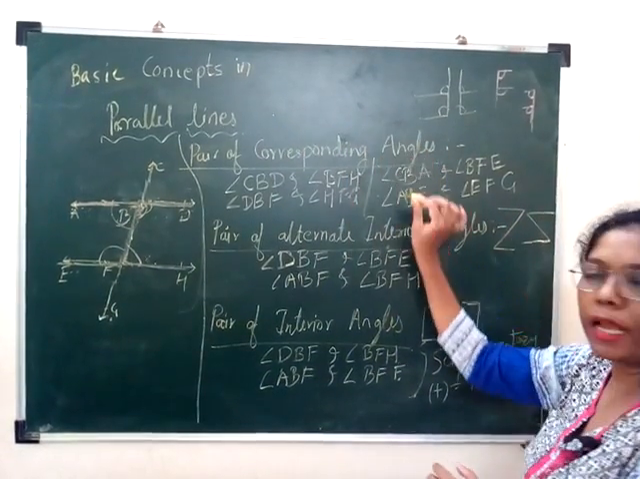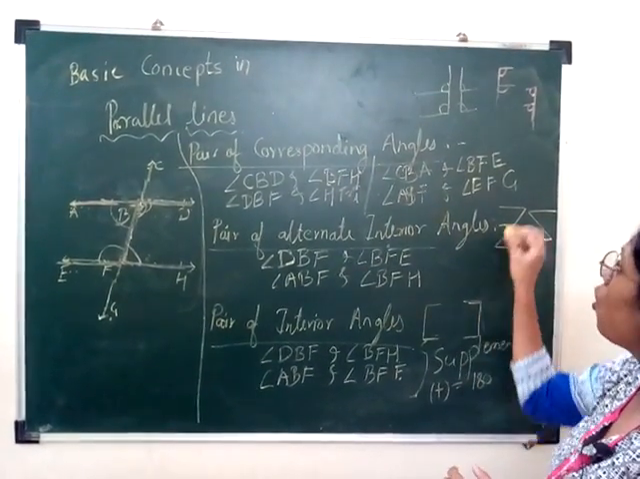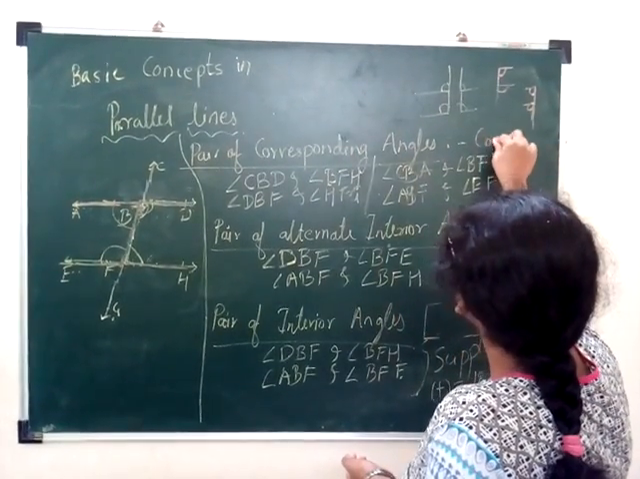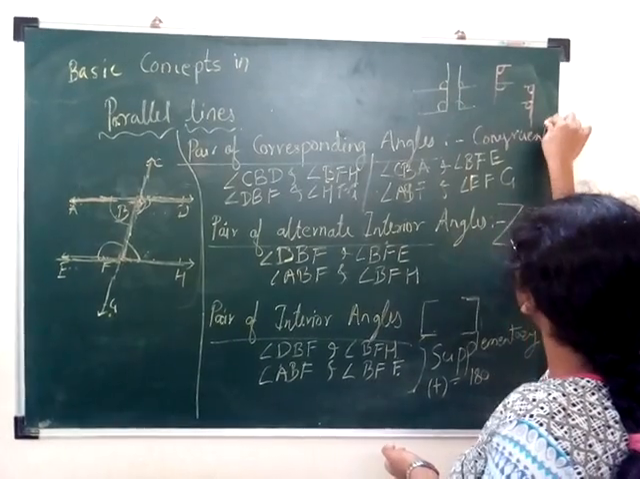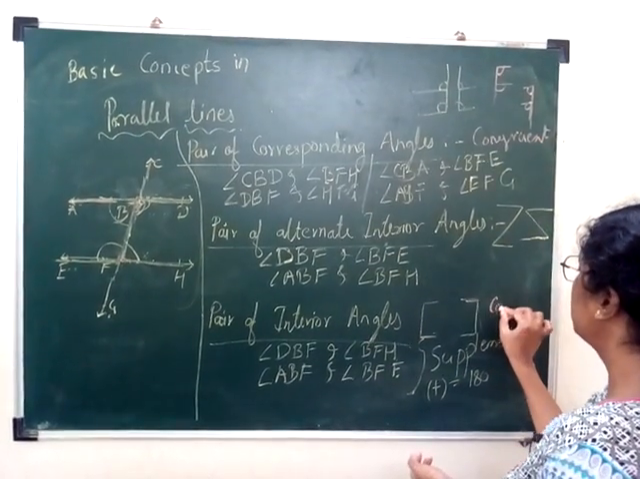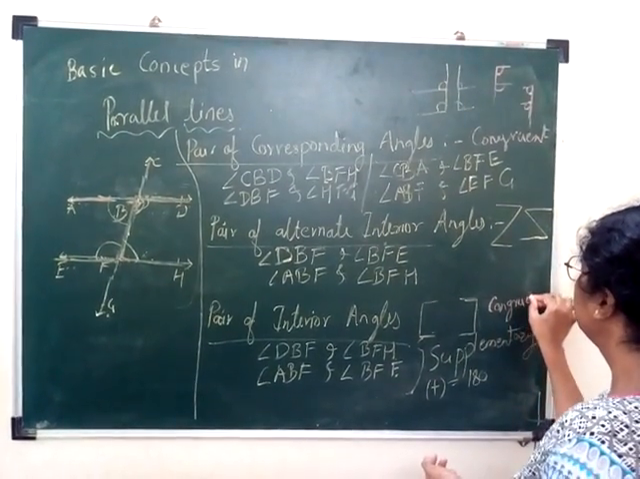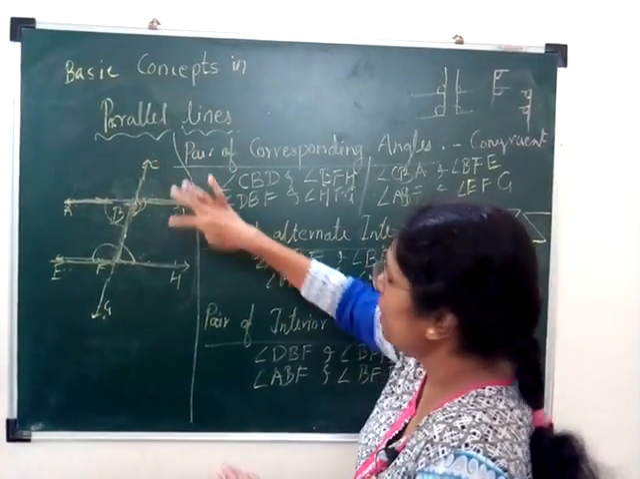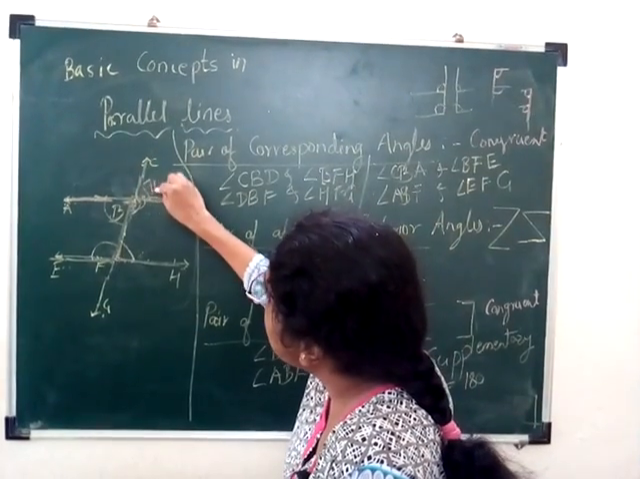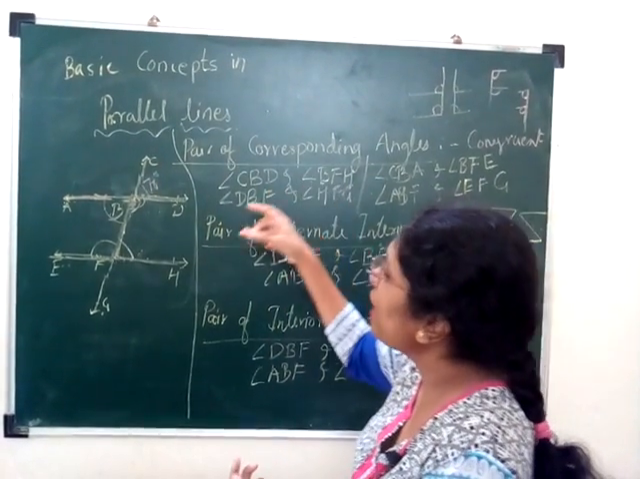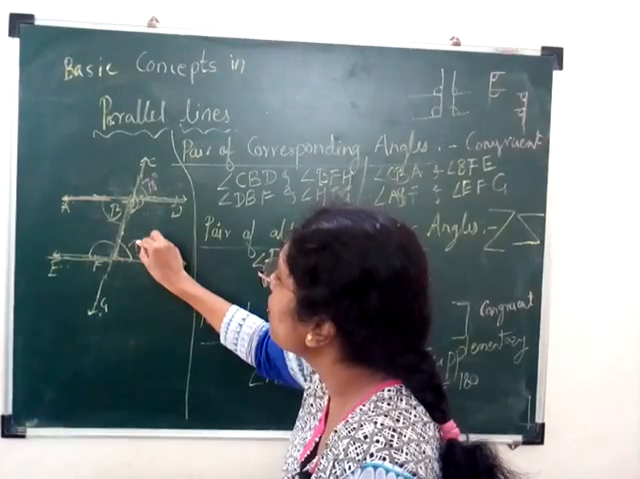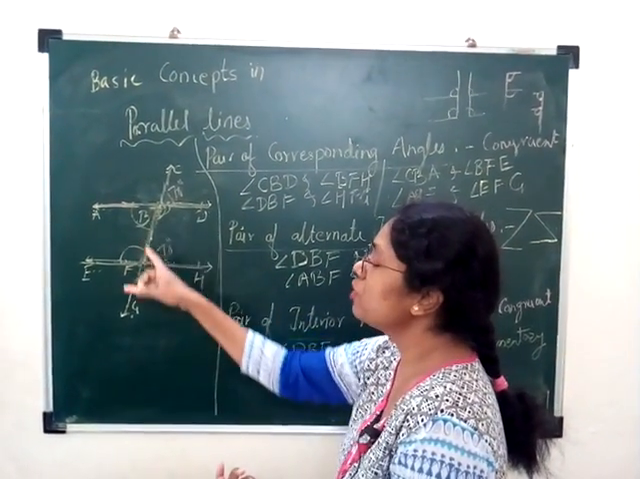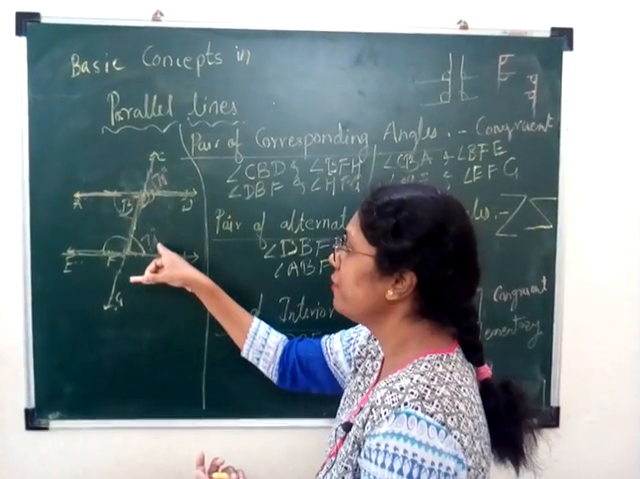What about the corresponding angles and alternate angles? They are congruent. What do you mean by congruent? Congruent means the measurements are the same. That means, for example, if CBD is 70 degrees, BFH will also become 70 degrees. This is also 70, this is also 70.